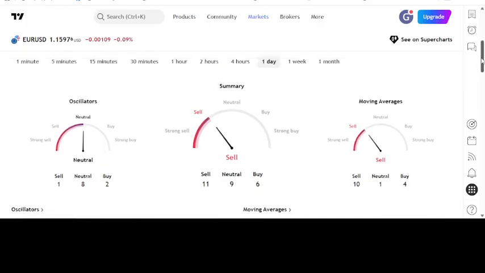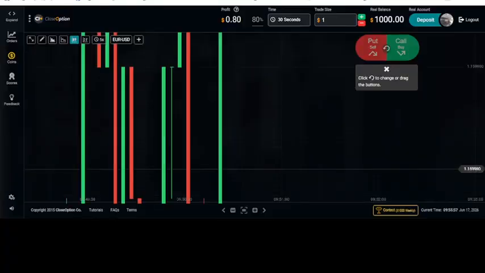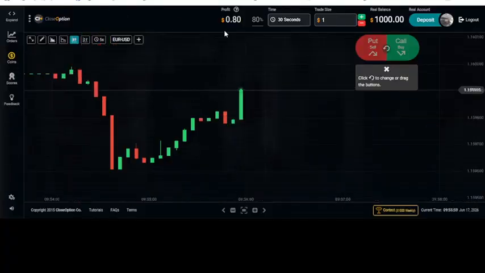But we also need to pay attention to the time frame here. These are the indicators for the 1-day time frame, but what we're going to be focusing on is the 1-minute time frame. Currently the Euro US dollar is giving us basically a sell. For the oscillators, it's neutral. Moving averages is a strong sell. So let's go back to the Close Option platform here.